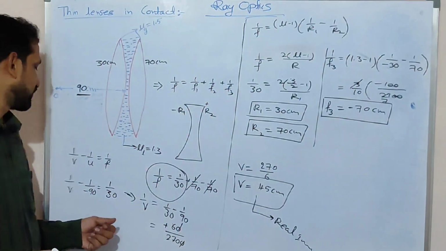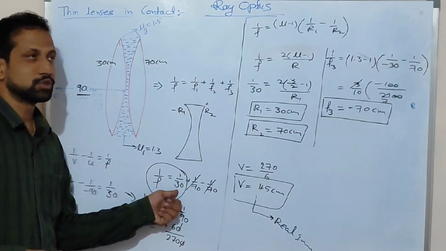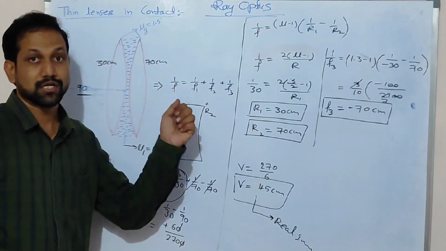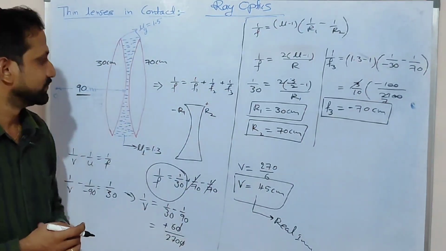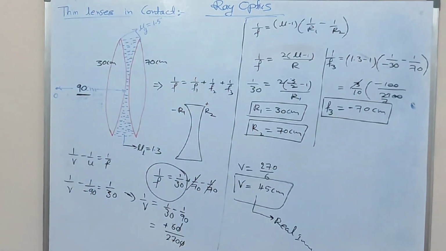And we can say here itself the total focal length is positive, so this total system is going to be a convergent lens. I hope you got it. Thank you.